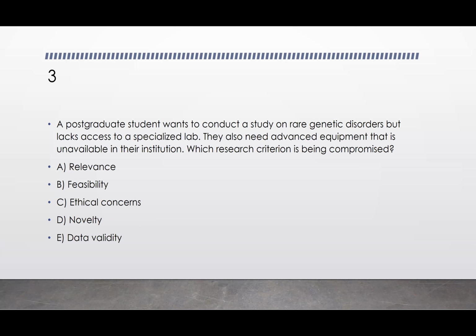A postgraduate student wants to conduct a study on a rare genetic disorder but lacks access to a specialized lab. They also need advanced equipment that is unavailable in their institution. Which research criterion is being compromised? Relevance, feasibility, ethical concern, novelty, and data validity. B, feasibility.